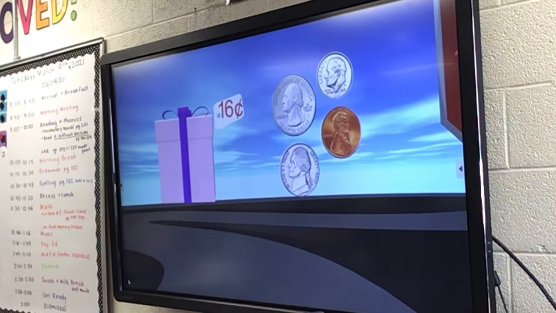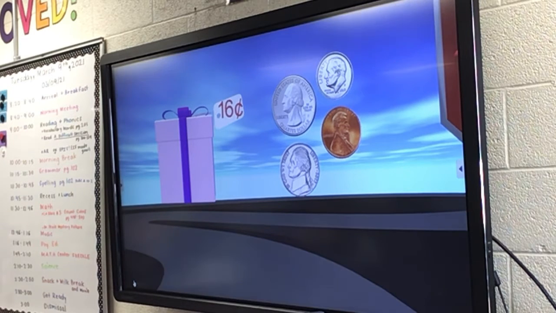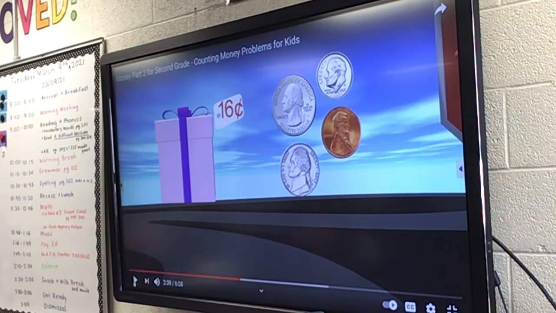We are at another checkpoint and we need to solve another problem to get past. Here we have a gift that costs 16 cents. We have some coins and we need to get exactly 16 cents to buy this gift. How can we get 16 cents using these coins? All right, raise your hand if you know.